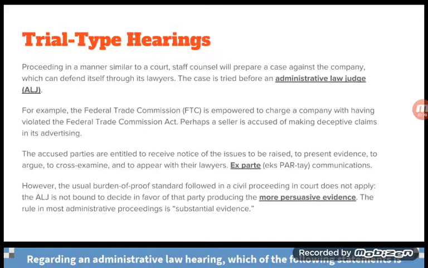Some of the things that are similar: the accused parties or the defendant is entitled to receive notice of the issues to be raised, to present evidence, to argue, to cross-examine, and to appear with their lawyers. Also, ex parte communications are allowed to occur, just like in trial court.